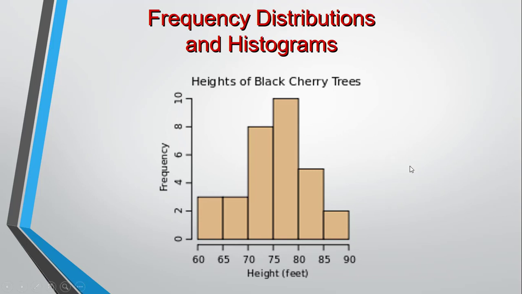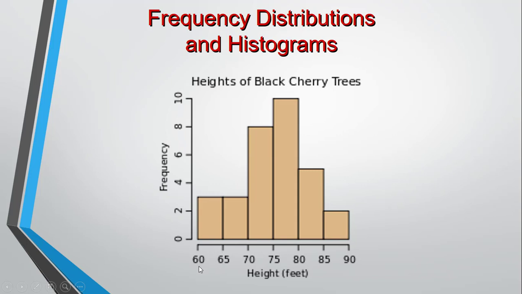And for frequency distributions, we can use histograms like this one. These are histograms of heights of black cherry trees, right? The height of trees, between 60 to 90 feet. That's pretty tall, right? And in the y-axis, you have the frequency. How many trees you measure in that range?